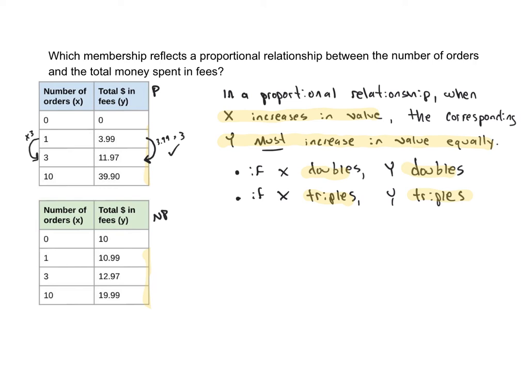And we can look at that in the non-proportional. Here, when x multiplied by 3, our y did not multiply by 3, right? 1099 times 3 would equal 3297, which is not what 1297 is. So there's another piece of evidence that this is not a proportional relationship. It means our x's and y's are not changing, increasing or decreasing, at the same rate.